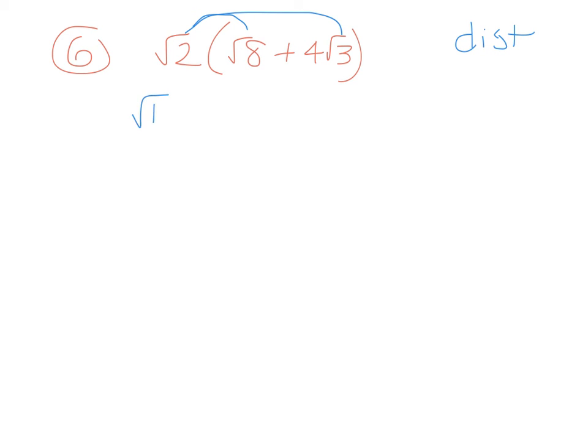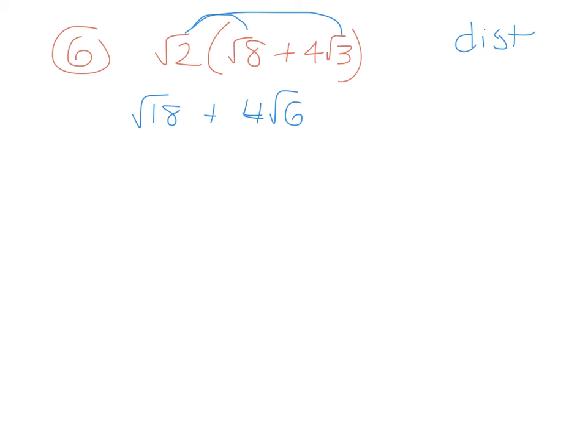This is going to be rad 2 times in parentheses rad 8 plus 4 rad 3. This you should recognize as a distributing problem. I'm going to distribute. So you're multiplying when you distribute. I'll distribute here and here. So when I'm distributing, rad 2 times rad 8 is rad 16. Rad 2 times 4 rad 3 is 4 rad 6.